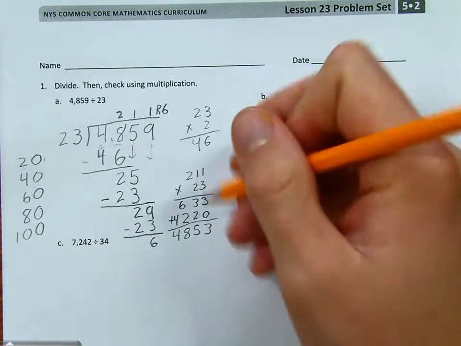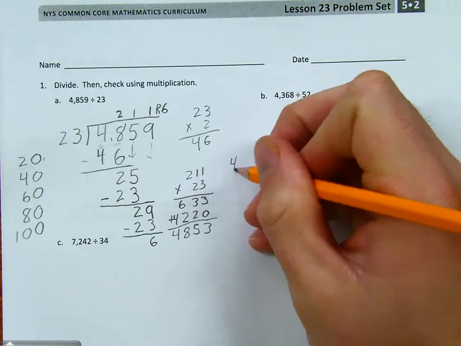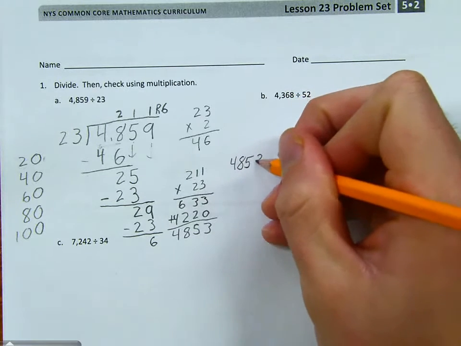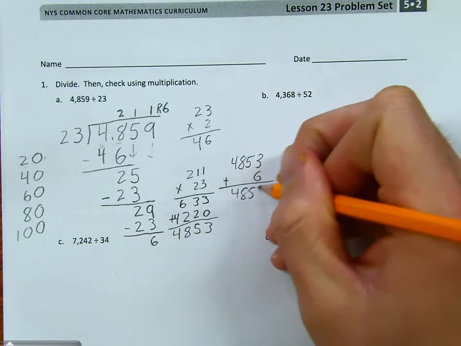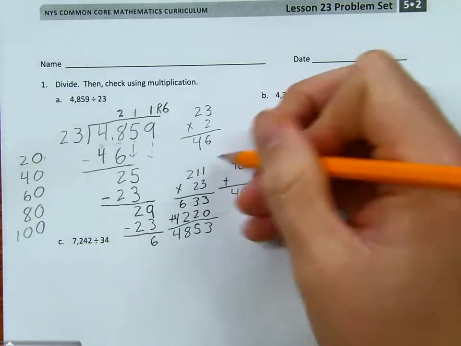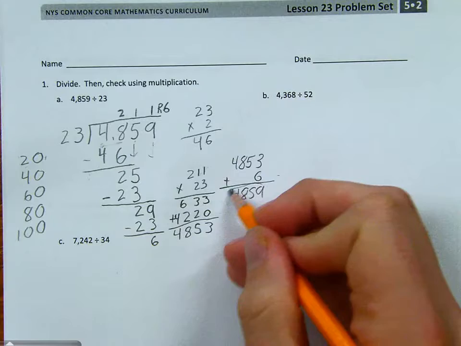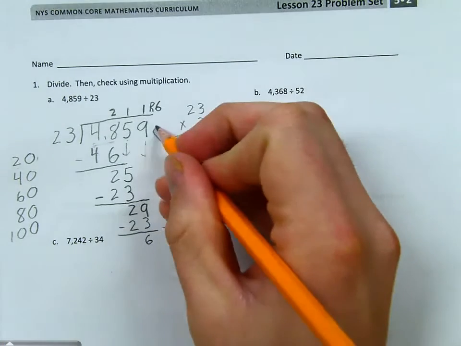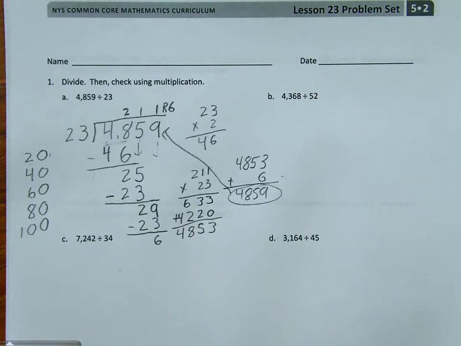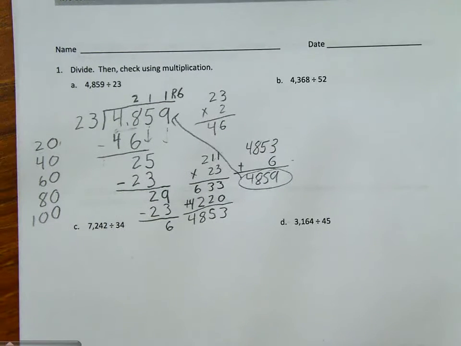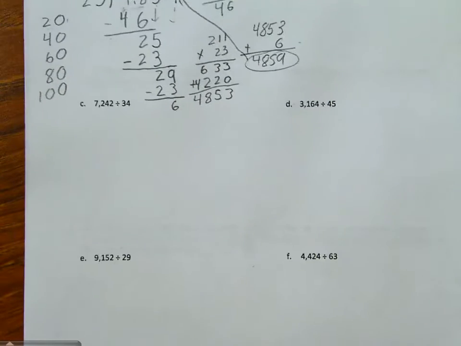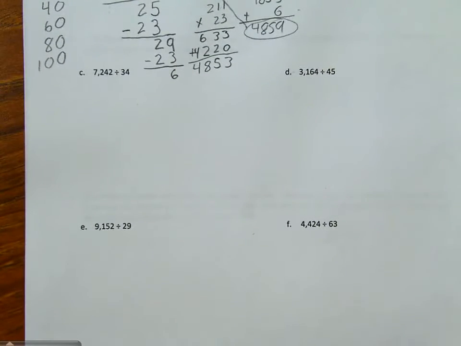4853 plus 6 is 4859, and that was our dividend. We know our answer is correct. So we'll skip B here. We'll leave ourselves some room, and we'll move right on to letter C.